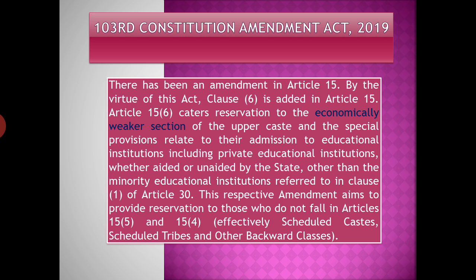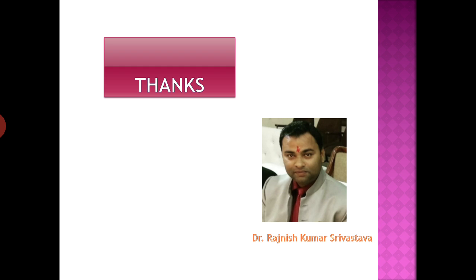This amendment aims to provide reservation to those who do not fall in Article 15 Clause 5 and Article 15 Clause 4, effectively scheduled castes, scheduled tribes, and other backward classes. Now, you have to learn these provisions with the help of your books and the bare text of the Constitution.